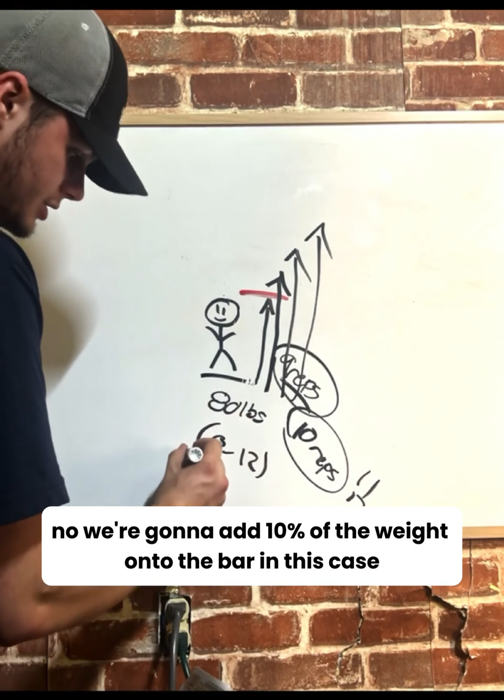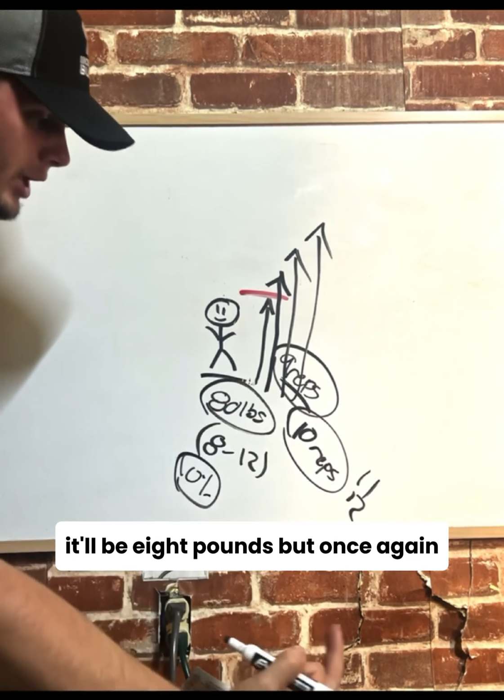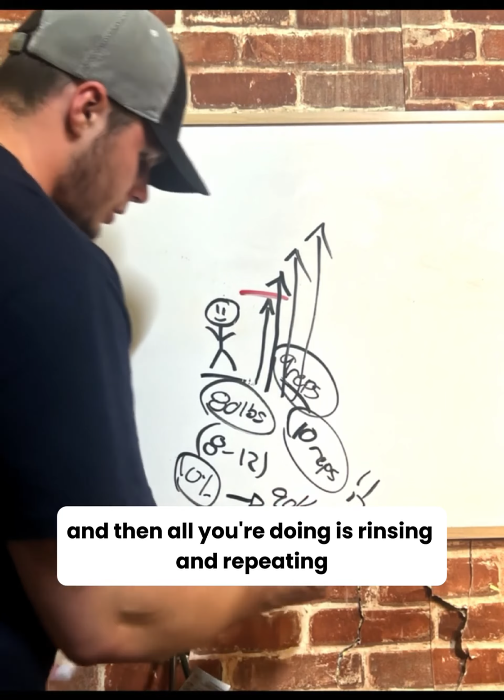No, we're going to add 10% of the weight onto the bar. In this case, it'd be 8 pounds, but once again, you can round up. So we go to 90 pounds. And then all you're doing is rinsing and repeating.